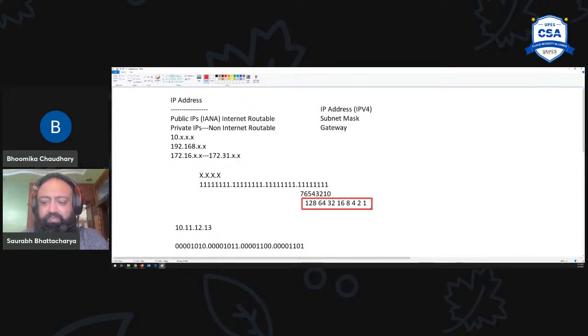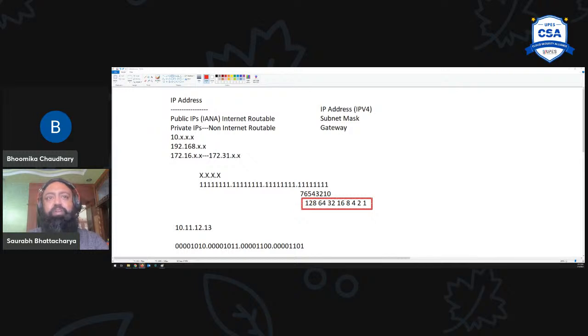Let's see who gets it first. Okay, Murli says 255, right? And that is the right answer. If you add these numbers, you will get 255.